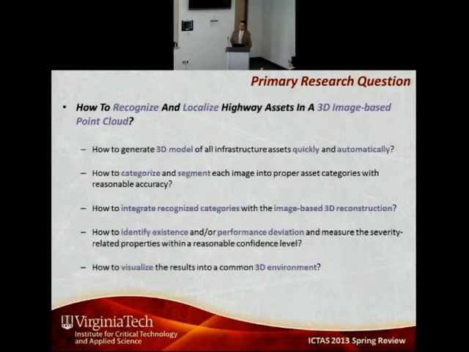The primary research question is how to recognize and localize highway assets in 3D image-based point clouds. To answer this, we ask how to generate the 3D model of all infrastructure assets quickly and automatically, how to categorize and segment infrastructure assets into proper asset categories with reasonable accuracy, how to integrate the recognized categories with the image-based 3D point cloud reconstruction, how to identify the existence and performance deviation and measure the severity-related properties within a reasonable confidence level, and how to visualize the results in a 3D environment.